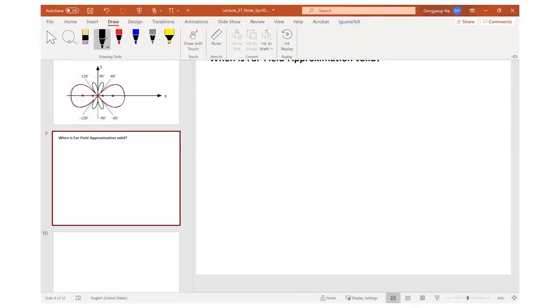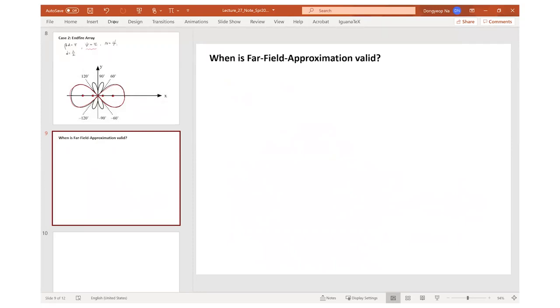Yeah, let us move on to the next topic. So, when is this far field approximation valid? Let me write down the exact form, which was like this integral.